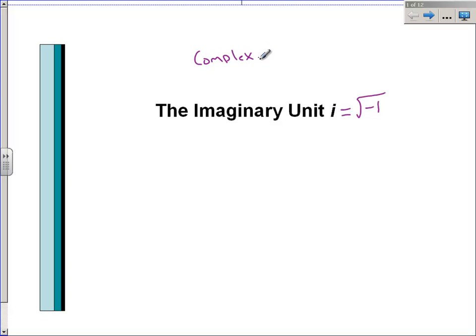And I'm going to show you some slides. And we'll talk about operations with complex numbers. Tomorrow in class, you'll have to add, subtract, multiply, and divide them together. Okay, so let's go on and go forward.